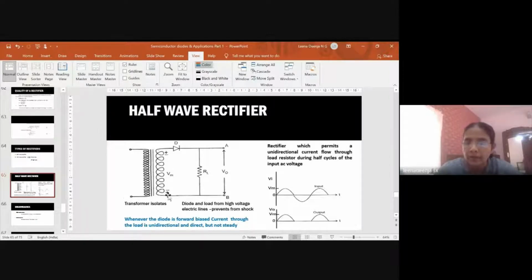Then across the secondary, here it is a step down transformer. So this voltage is reduced.